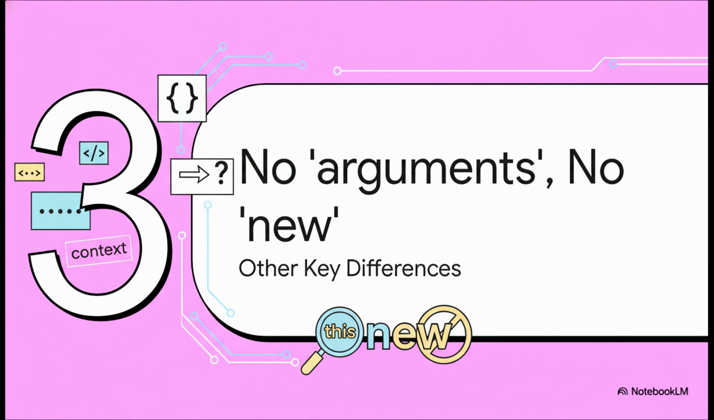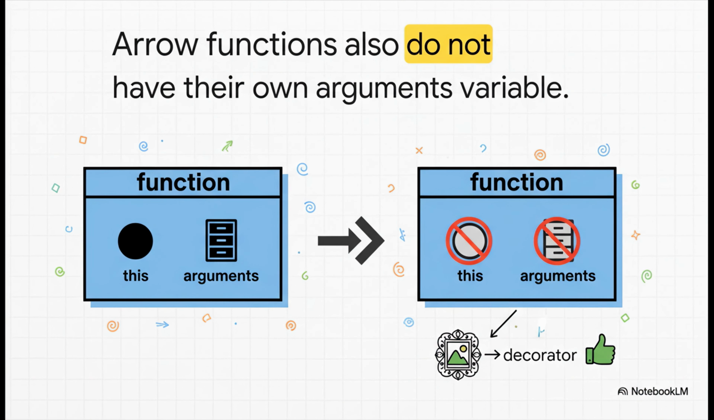This whole design philosophy of not having its own stuff doesn't just stop with this. It actually extends to a couple of other key areas as well. So just like they don't have their own this, arrow functions also don't have their own arguments object. And again, this isn't a mistake. It's totally by design. It's actually really useful for certain patterns, especially for things like decorators, which are functions that wrap other functions to add new behavior.